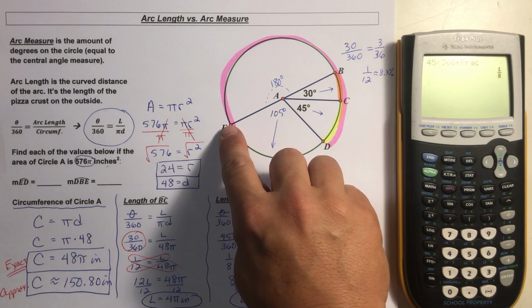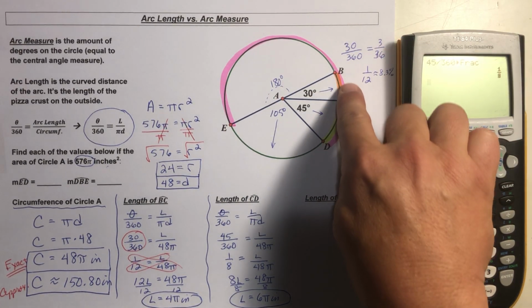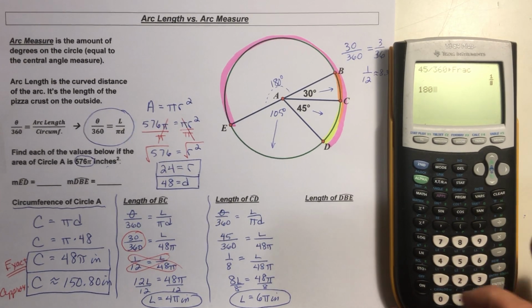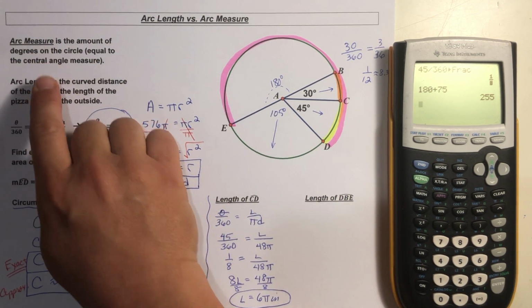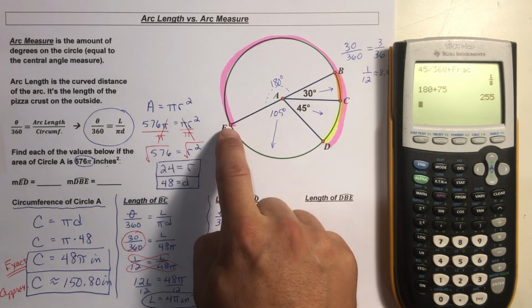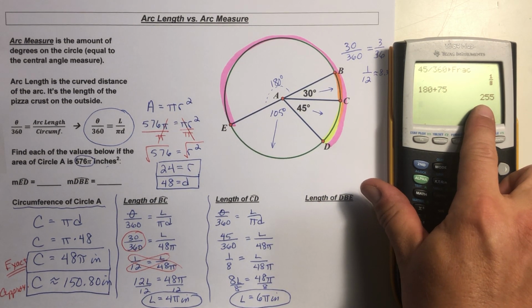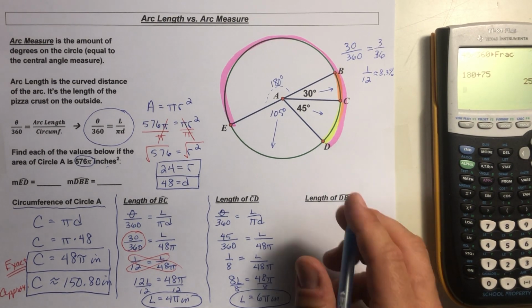I know that it's 180, right? I know 180 degrees is here, but then I got to add 75 more degrees here. So I'm going to do 180 plus 75. Okay, so the arc measure, let's go back real quick. Remember, arc measure is in degrees. So the arc measure of DBE is 255 degrees, but that's not the length. Okay, so now let's go ahead and set up our proportion for the length.